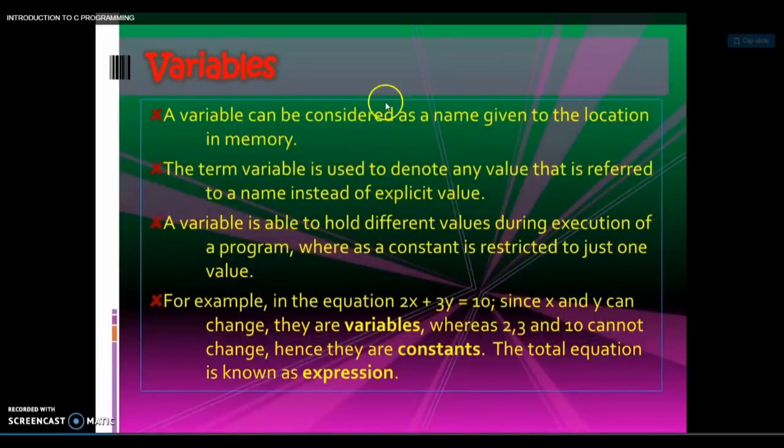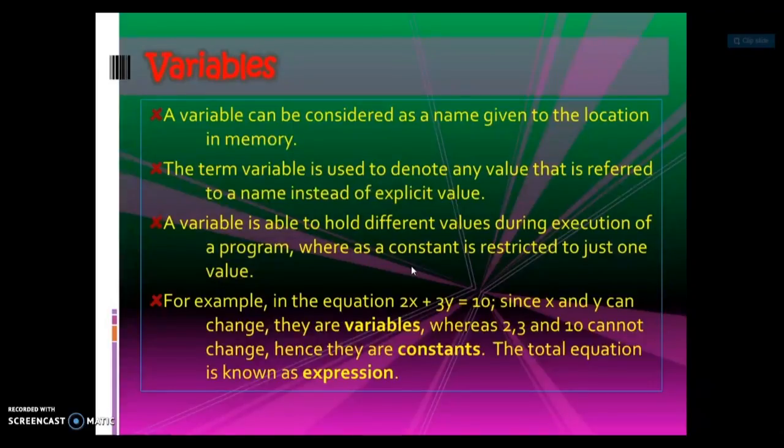Variables. A variable can be considered as a name given to the location in memory. The term variable is used to denote any value that is referred to by name instead of explicit value. A variable is able to hold different values during execution of a program, whereas a constant is restricted to just one value. For example, in the equation 2x plus 3y is equal to 10, since x and y can change, they are variables, whereas 2, 3 and 10 cannot change, hence they are constants. The total equation is known as expression.